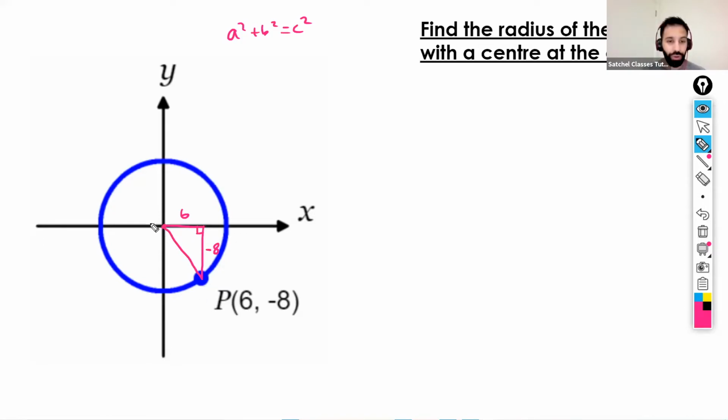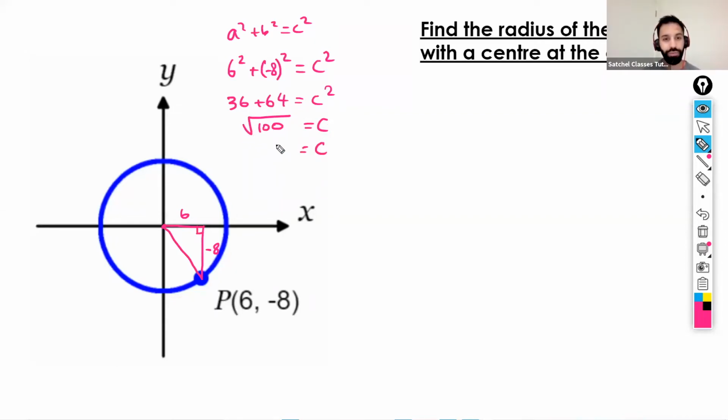Now we need to work out the hypotenuse, which is the longest side. Therefore, 6 squared plus, you could have either written 8 or -8, -8 squared is equal to c squared, c being our radius. And what do we get here? We get 36 plus 64 is equal to c squared. c is therefore equal to the square root of 36 plus 64, which is 100. So c is equal to the square root of 100. c is therefore equal to 10. So this distance here, the radius, is equal to 10.